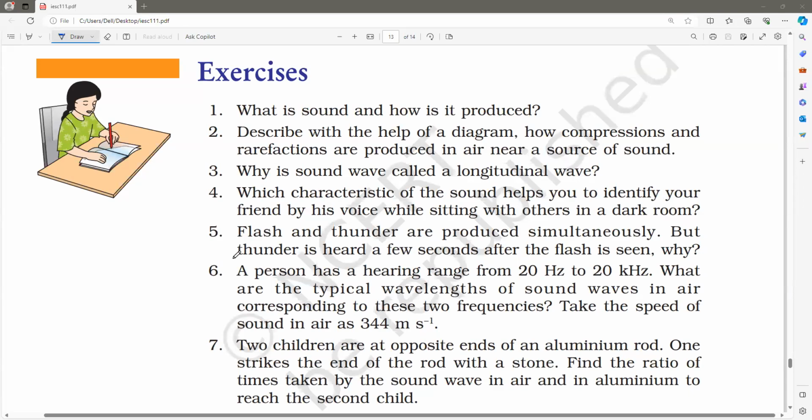So I think till question number 3 we completed, am I right, everybody? So why are sound waves called longitudinal waves? That is what we have to study now.